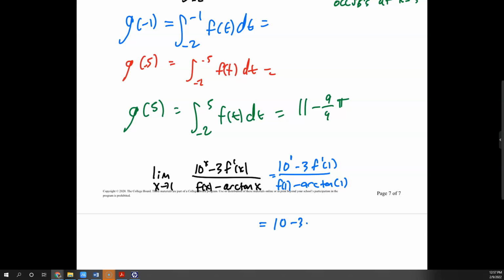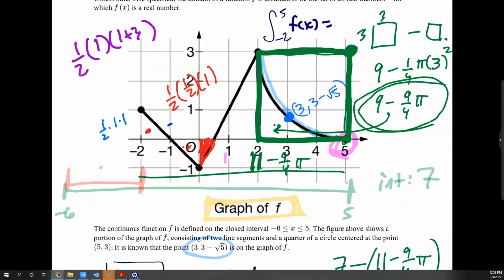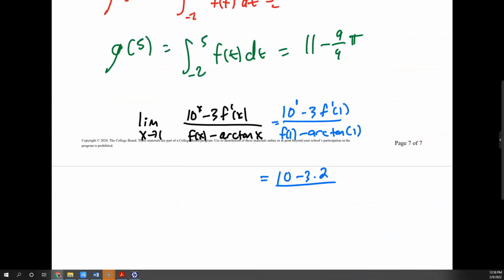So, what does f prime of 1 mean? The slope of f at 1. Now, this is f we're talking about, not g. The graph of f. The slope of f at 1. What's the slope of that? Rise over run, 2. Okay, cool. That wasn't that hard.